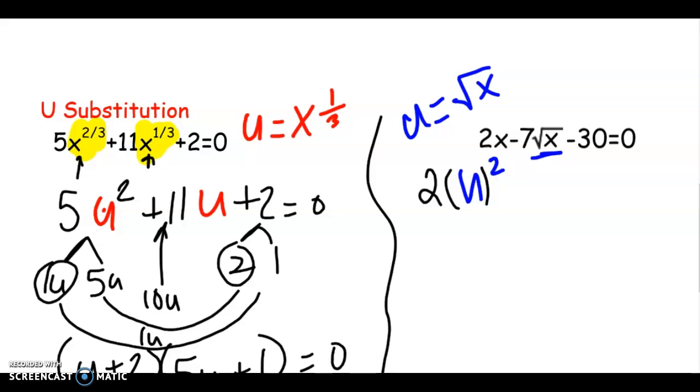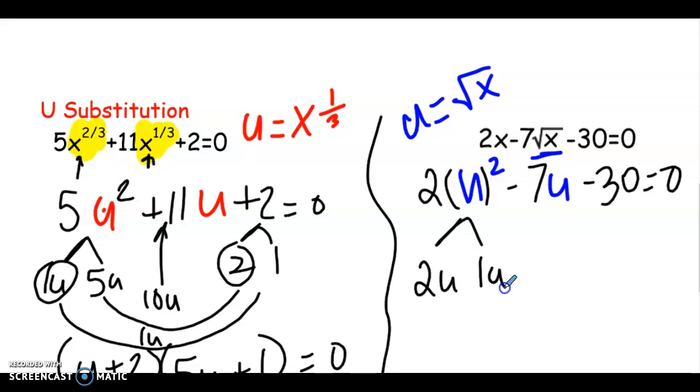Woohoo! Minus 7u. You're like, why'd you put that parentheses? I don't know. Just seemed like a good idea at the time. Minus 30 equals 0. So I pull that apart. I get 2u, 1u. Then over here, what's going to work? 1 and 30? No. 2 and 15?